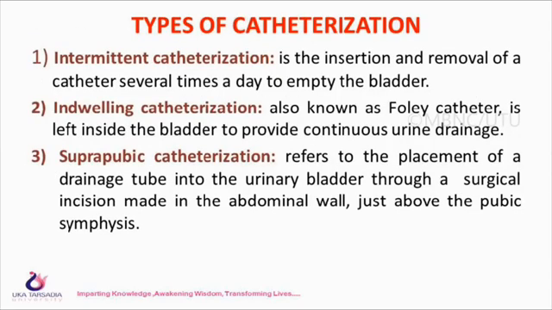Types of catheterization. The first type is intermittent catheterization. It is the insertion and removal of a catheter several times a day to empty the bladder. The second type is indwelling catheterization, also known as Foley's catheter, which is left inside the bladder to provide continuous urine drainage. The third type is suprapubic catheterization. It refers to the placement of a drainage tube into the urinary bladder through a surgical incision made in the abdominal wall just above the pubic symphysis.